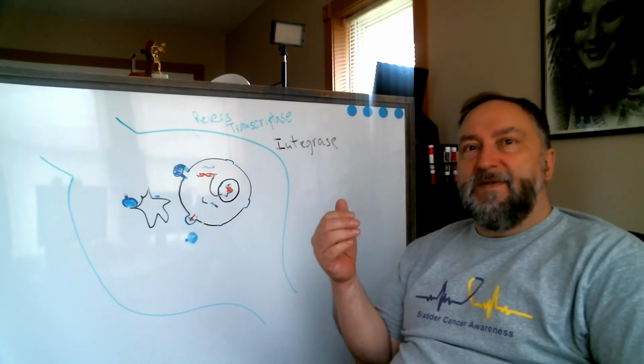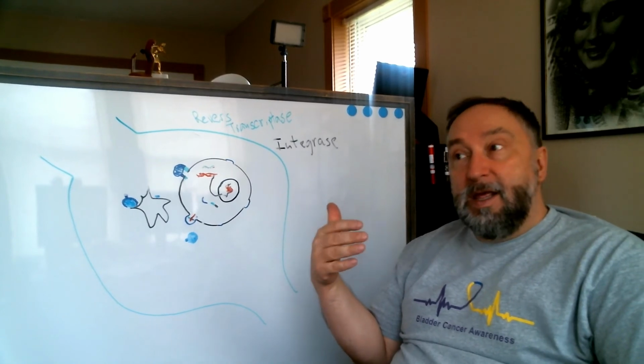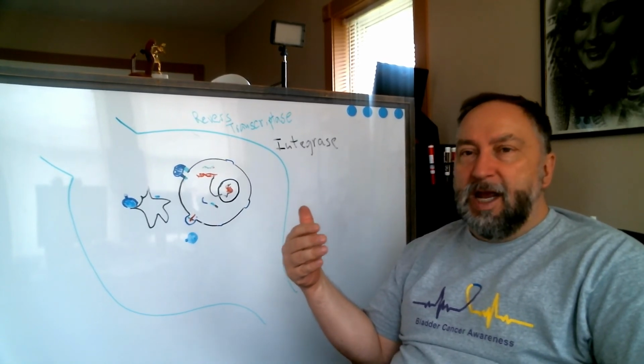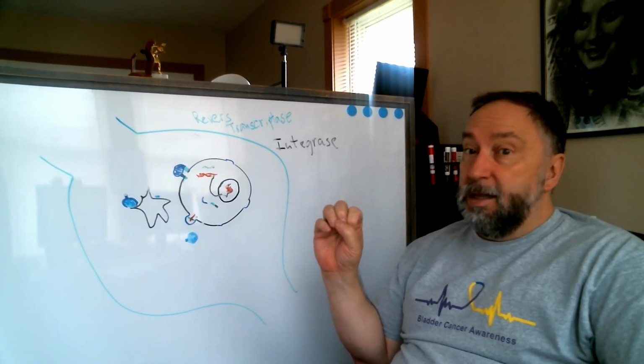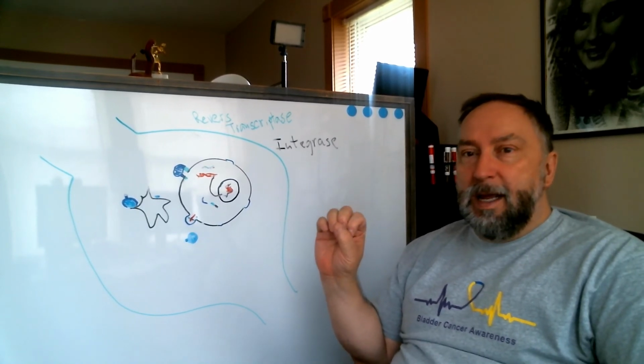But they will use Truvada on high-risk people, right? People who are engaging in activities that they could very likely end up with an HIV infection. And like I said, it's 95 to 99% effective in preventing HIV infection.